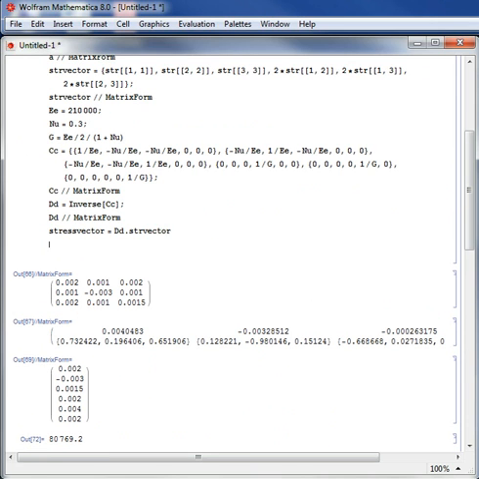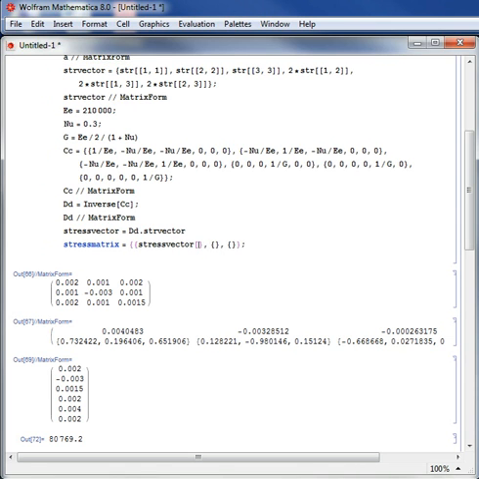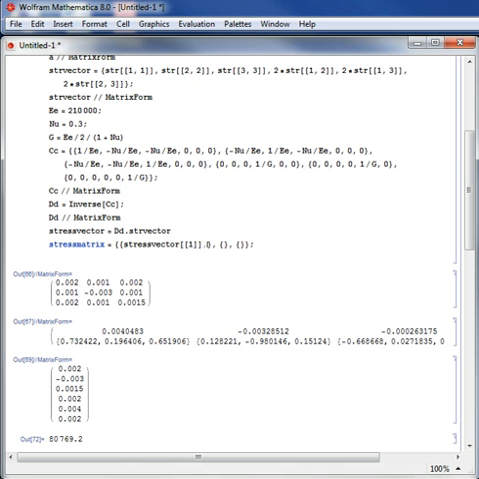To find the principal stresses, I need to form my stress matrix. So the stress matrix will be equal to a 3 by 3 matrix. So I'm going to use a set of curly brackets, and I will take the appropriate values. So this is the first entry in the stress vector.